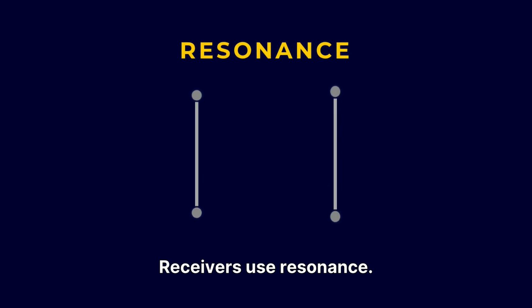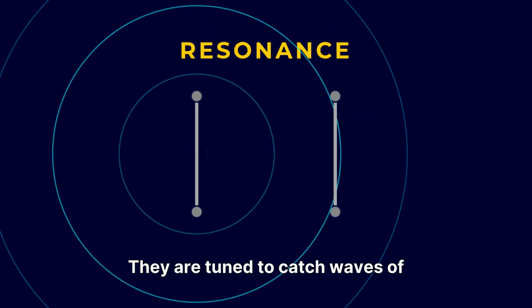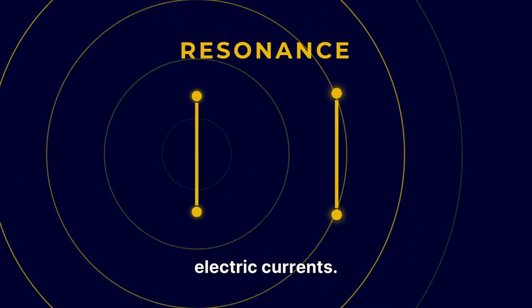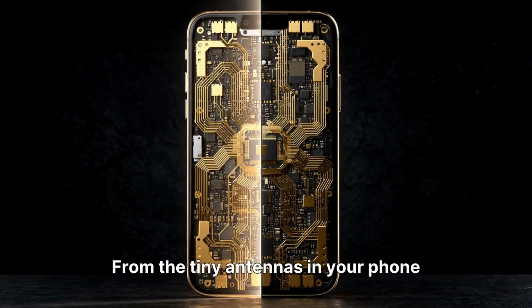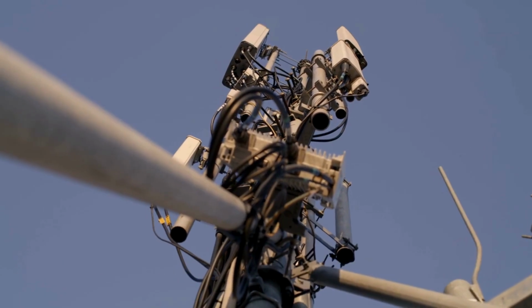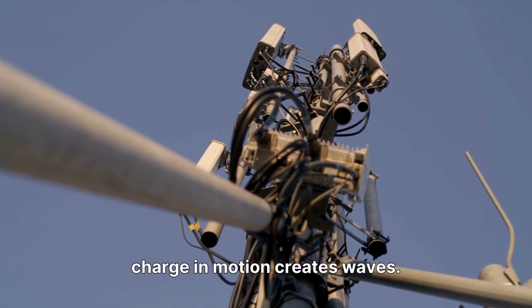Receivers use resonance. They are tuned to catch waves of a specific frequency, turning fields back into electric currents. From the tiny antennas in your phone to massive satellite dishes, the principle remains. Charge in motion creates waves.